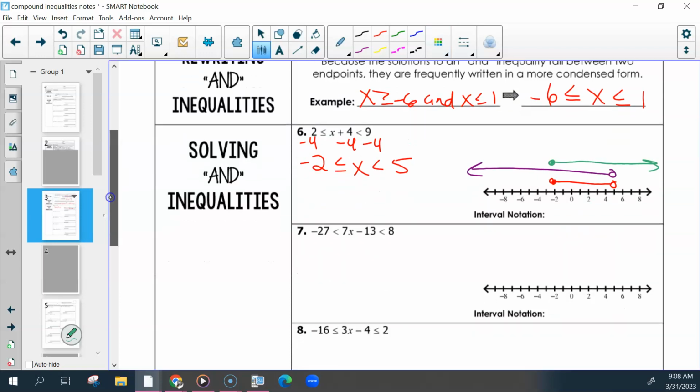How would we write this in interval notation? Where would it start? -2, bracket or parentheses? And then where would it end? 5, bracket or parentheses? Remember, it can be mixed. Questions on that?